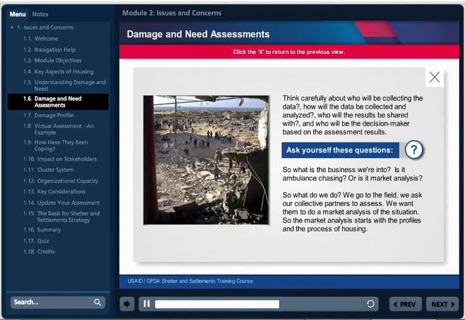So what do we do? We go to the field. We ask our collective partners to assess. We want them to do a market analysis of the situation. So the market analysis starts with the profiles and the process of housing.